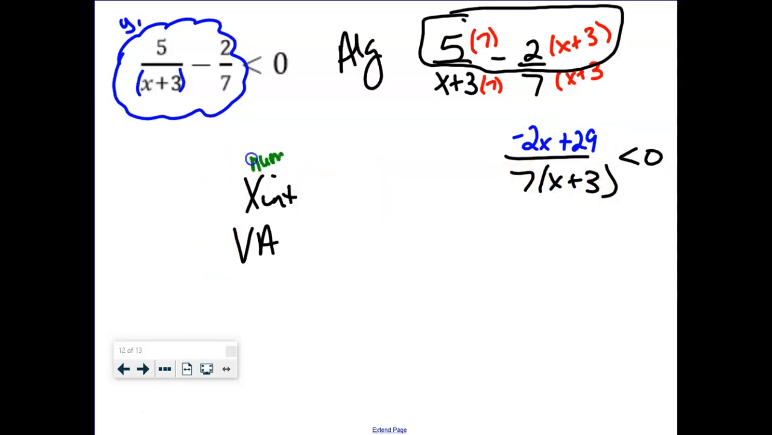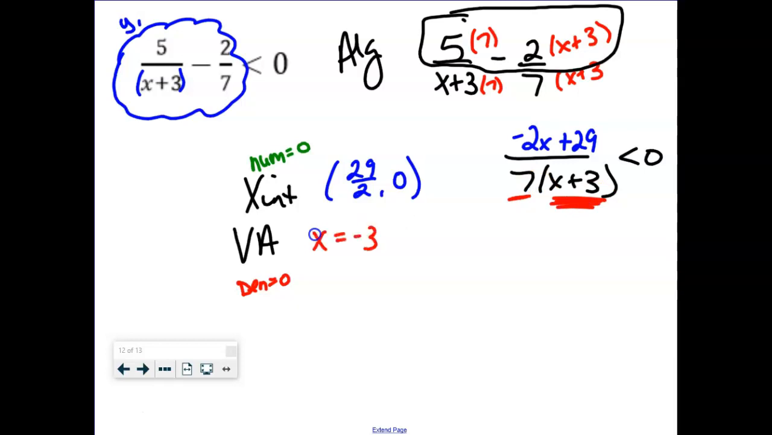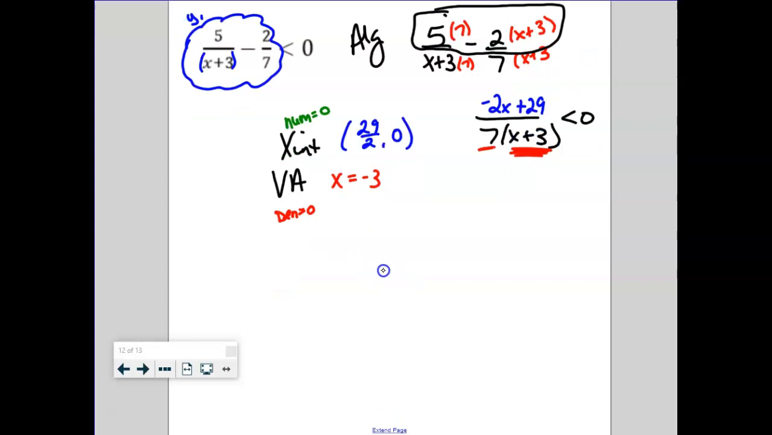So my x-intercepts are critical points. It's when I set my numerator equal to 0. So setting this guy equal to 0, you have an x-intercept at 29 halves, which is like 14.5. And then your vertical asymptote is your denominator equal to 0. This guy doesn't equal 0, so don't worry about that, but this totally does. You have a vertical asymptote at -3. So what you would do next is confirm all this on your calculator. You're going to see a vertical asymptote at -3, and then way out here at like 14.5, you have an x-intercept.